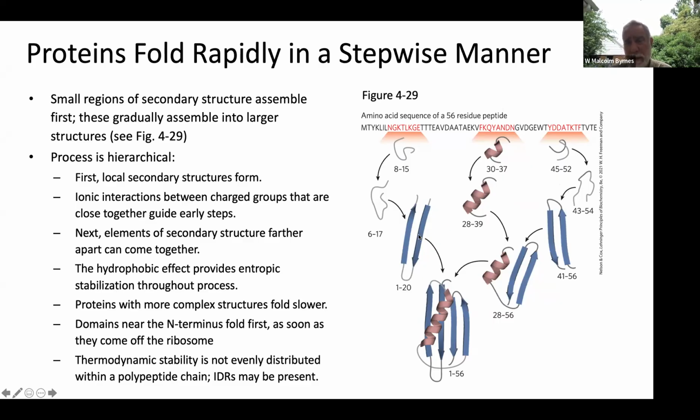And this helix comes together with this second hairpin structure to form a localized sort of motif, which combines with the other hairpin to form this structure, which is somewhat larger. So this is kind of the process that takes place as proteins fold in cells. It's a hierarchical process. First, these local secondary structures form, and ionic interactions between charged groups that are close together guide these early steps.